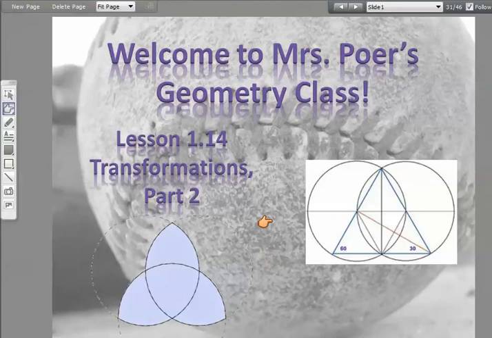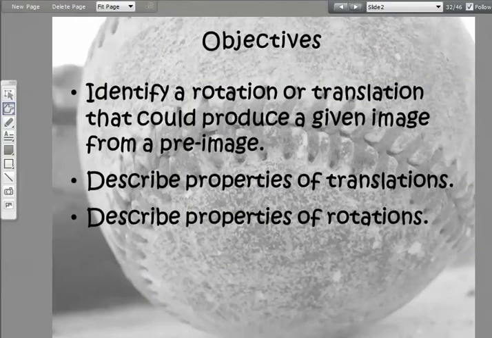Alright, today we're going to be going over lesson 1.14, Transformations, Part 2. The objectives in this lesson are to identify a rotation or translation that could produce a given image from a pre-image, to describe properties of translations, and to describe properties of rotations.